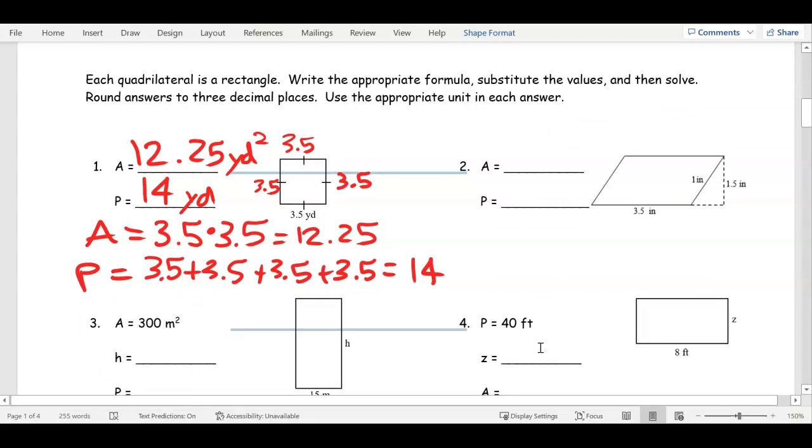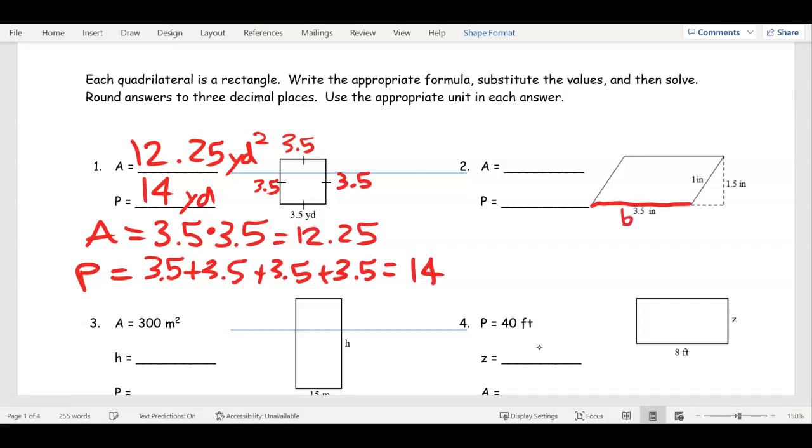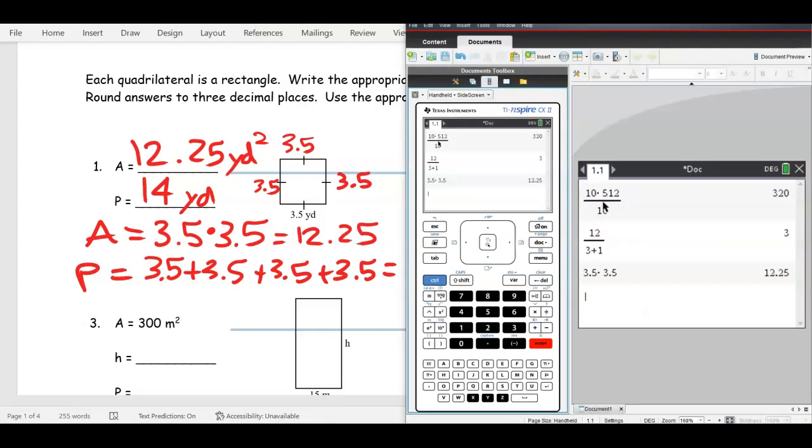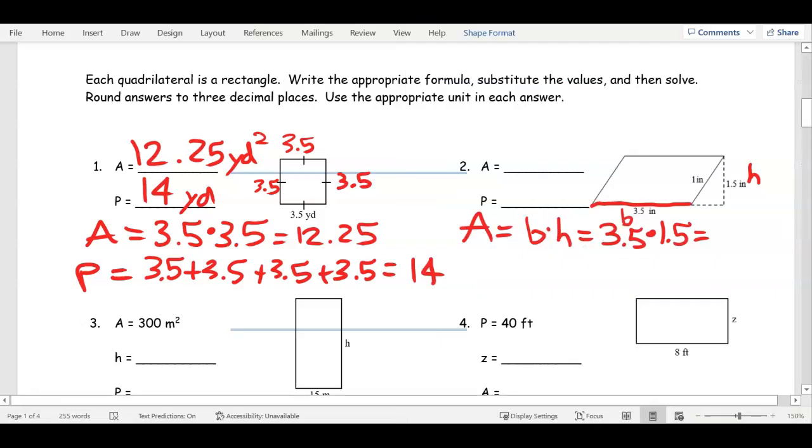So, this thing on the bottom is my base, right? What's my height of this parallelogram? 1.5. Not 1, 1.5, right? That's my height. So for area, I'm going to do base times height, okay, which means 3.5 times 1.5. Okay, let's go to the calculator and do that. 3.5 times 1.5. 5.25.